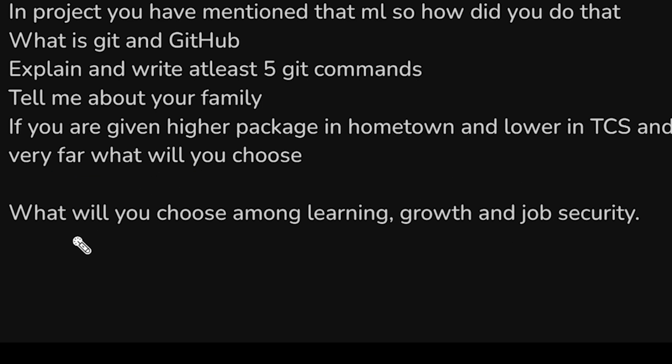Now moving on to the last question. What will you choose among learning, growth and job security? In that case, your answer should be learning only, because as a fresher, you have to be courageous enough to learn new things. So you can answer it in that way.